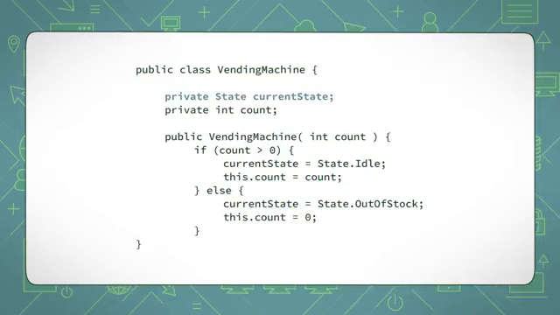Current state refers to a specific state object, whichever denotes the current state of the vending machine. When the machine is instantiated with a stock count greater than 0, the current state is set to State.idle. If the stock count is not greater than 0, the current state is set to State.outOfStock.